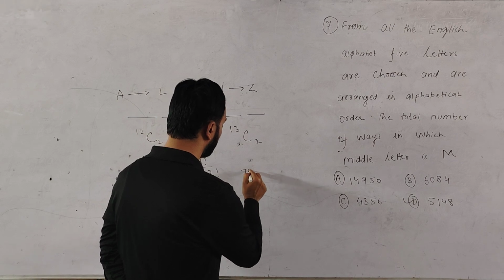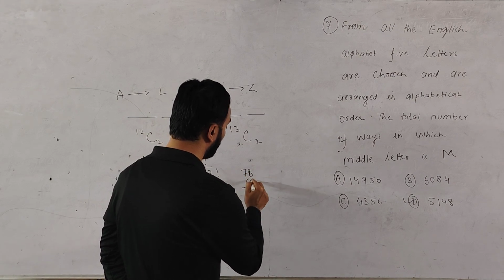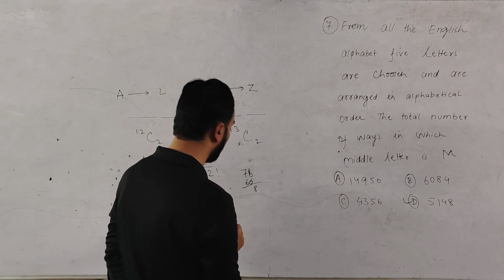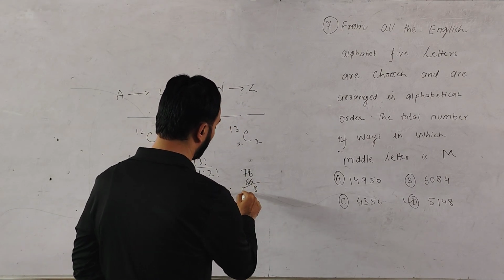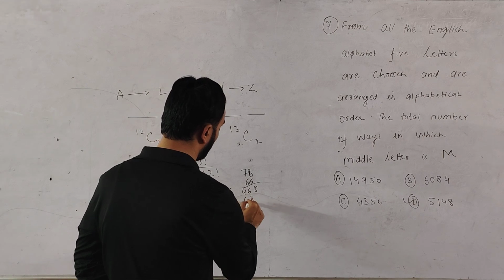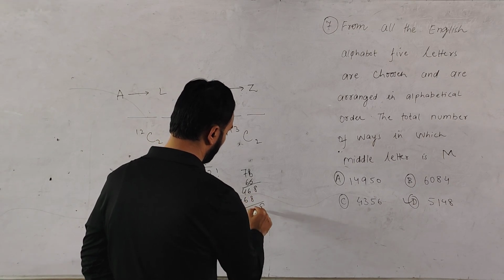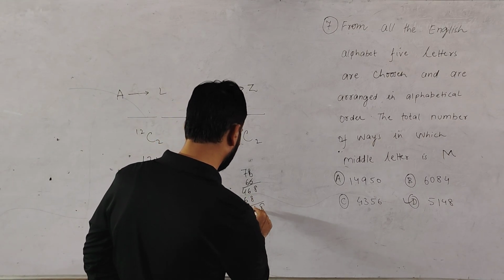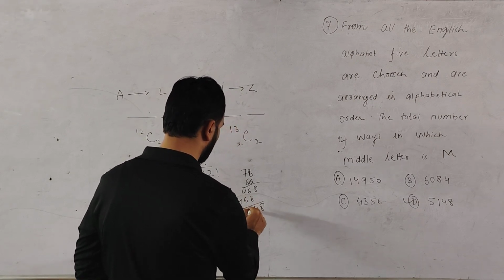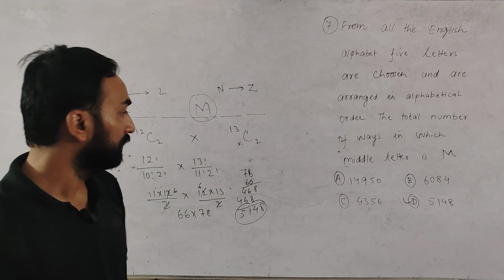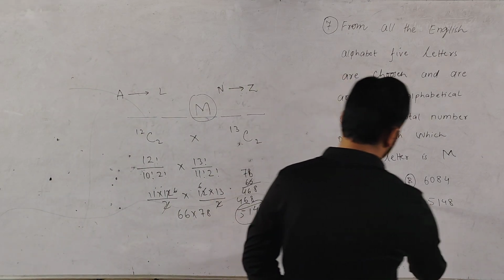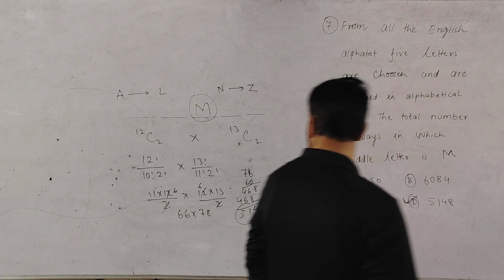into 66, right? So this will come as 6 8s are 48, 42 and, right. This will come as 5148, right? This will come as 5148, and the correct option is D, right?